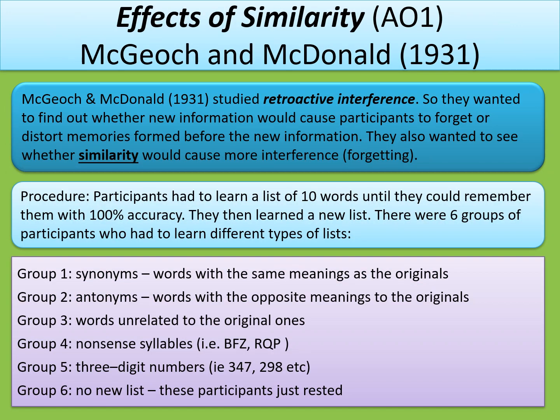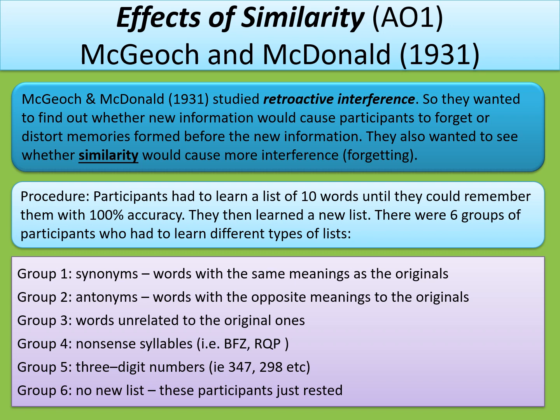There's a key study for proactive and retroactive interference. In fact, this one is on retroactive interference, and it also highlights the effects of similarity. So some researchers, you don't need to remember their names, studied retroactive interference. They wanted to find out whether new information would cause participants to forget or distort memories formed before the new information. And they were interested to see about similarity. Would that cause more interference?